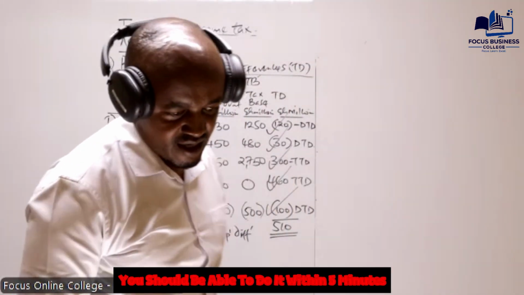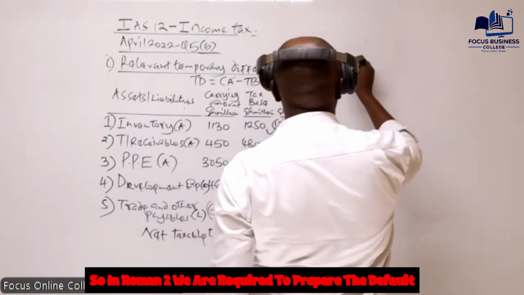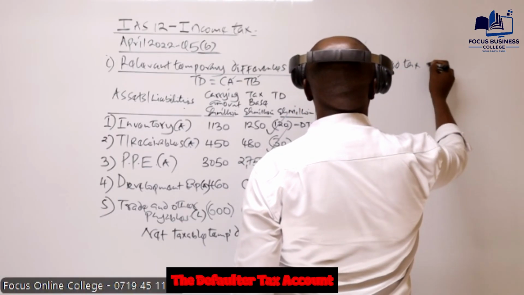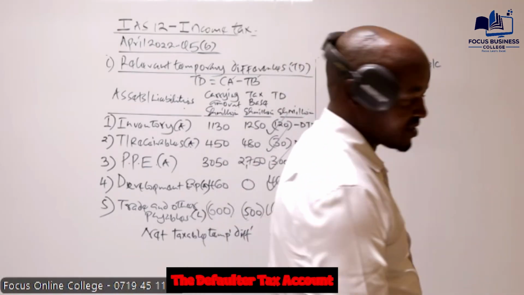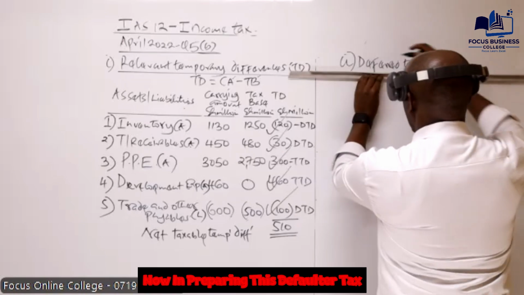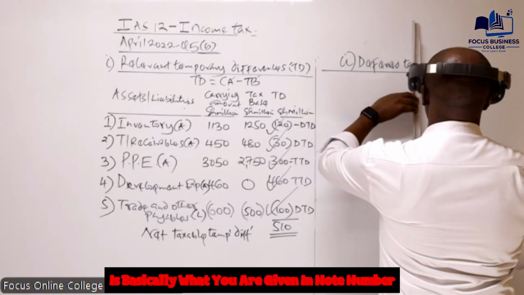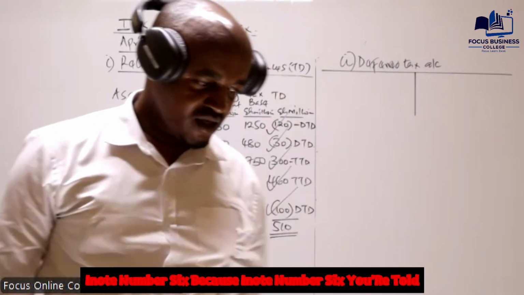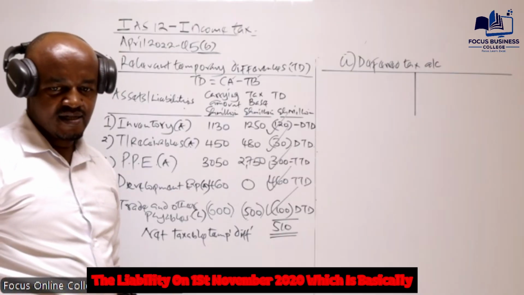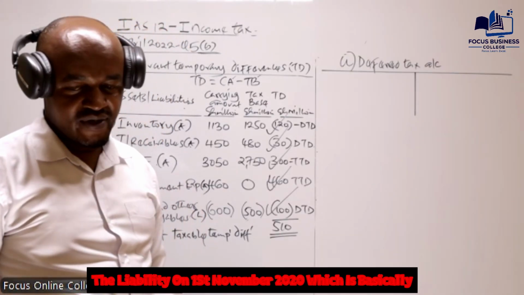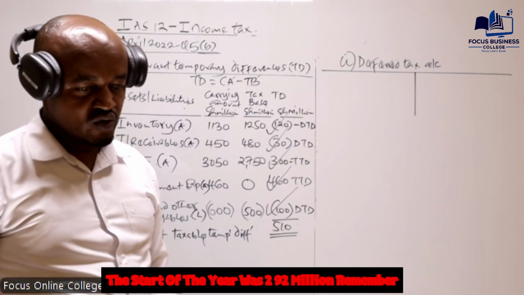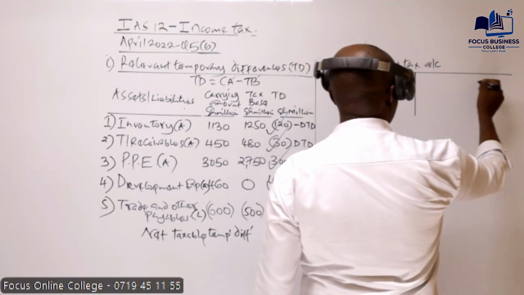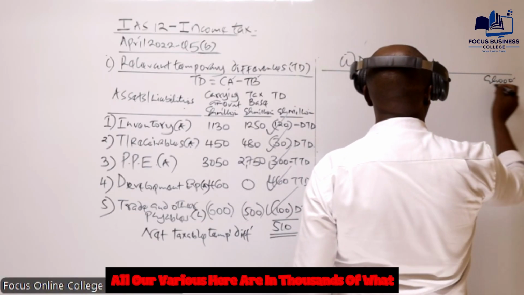You should be able to do it within 5 minutes. In Roman 2, we are required to prepare the deferred tax account. In preparing this deferred tax account, the first item you need to record is what you're given in note number 6, because in note number 6 you're told the deferred tax liability on 1st November 2020, which is the start of the year, was 292 million. Remember, all our values here are in thousands of shillings.